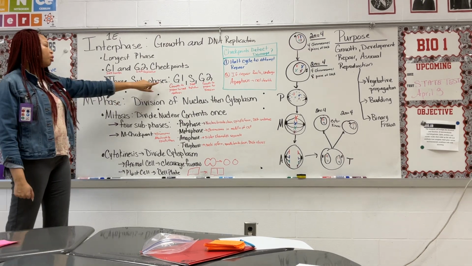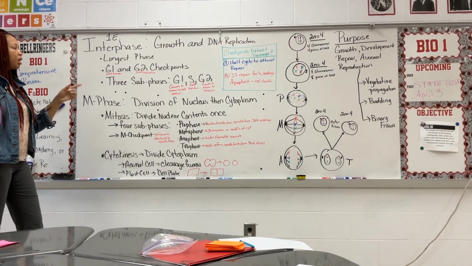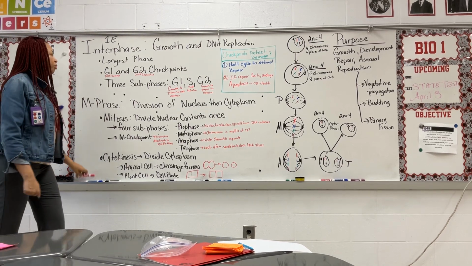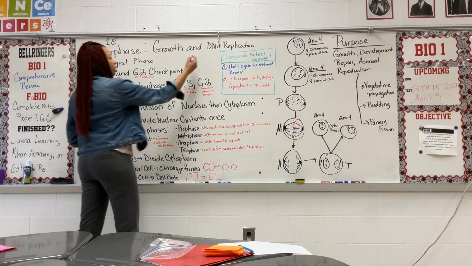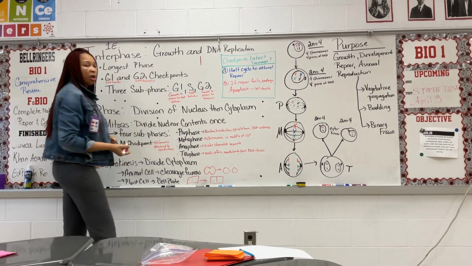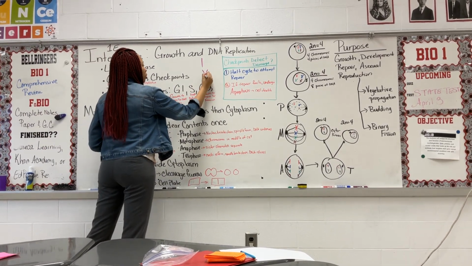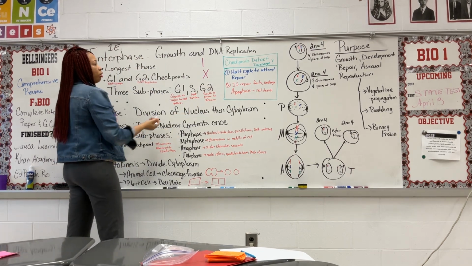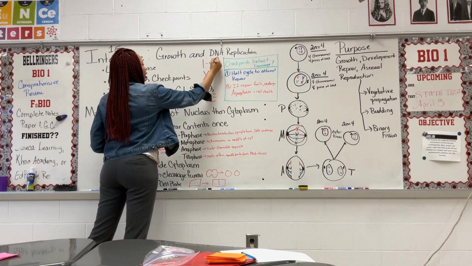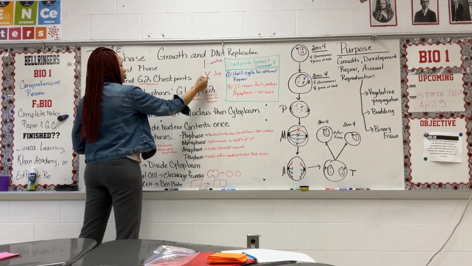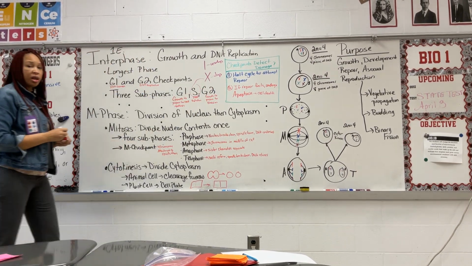G1 is the phase where the cell grows to prepare for DNA synthesis. The S phase is where your DNA is actually going to replicate. So during the S phase, you have one chromosome initially made up of one piece of DNA, but during the S phase, that one chromosome is going to be made up of two pieces of DNA. So you go from having unduplicated chromosomes to having duplicated chromosomes during the S phase of the cell cycle.